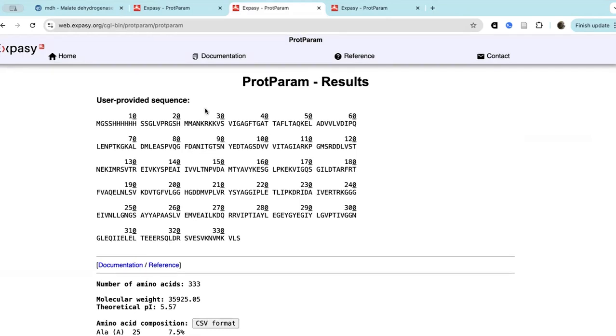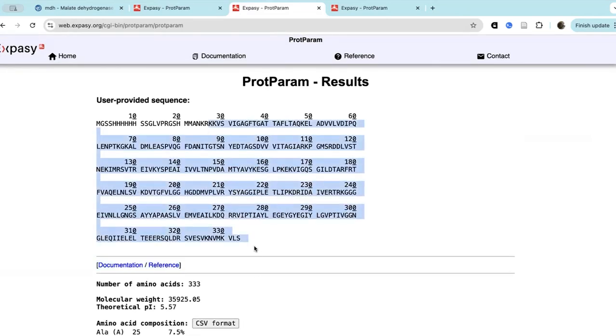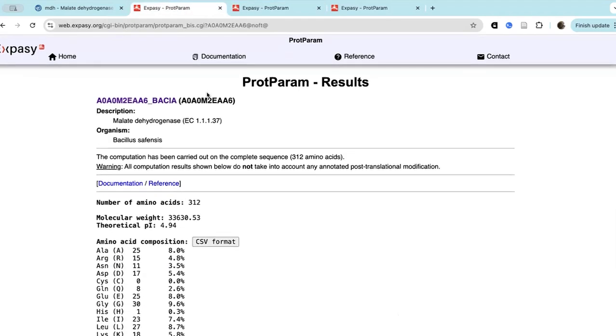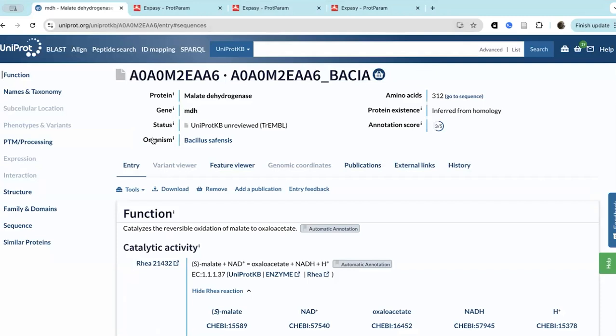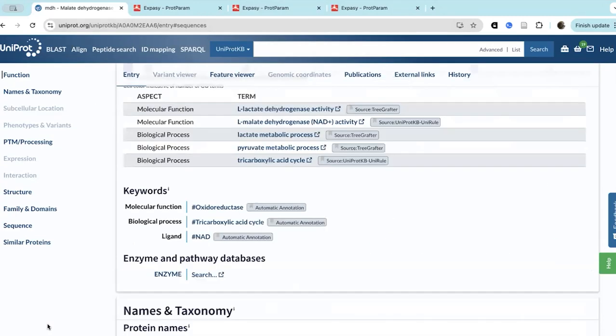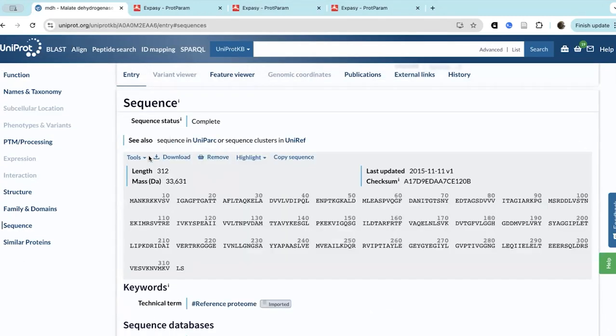If I was to cut off the tag and then not have the tag, then I have to look and see where the cleavage point is. But I can do this exact same thing. And so going directly to ExPASy, putting in the sequence for your specific thing is going to be really helpful in the lab. But if you're working with unmodified, untagged anything, then you can go directly from UniProt. So remember, just go to the sequence, go to the tools, and go directly to ProtParam from there.